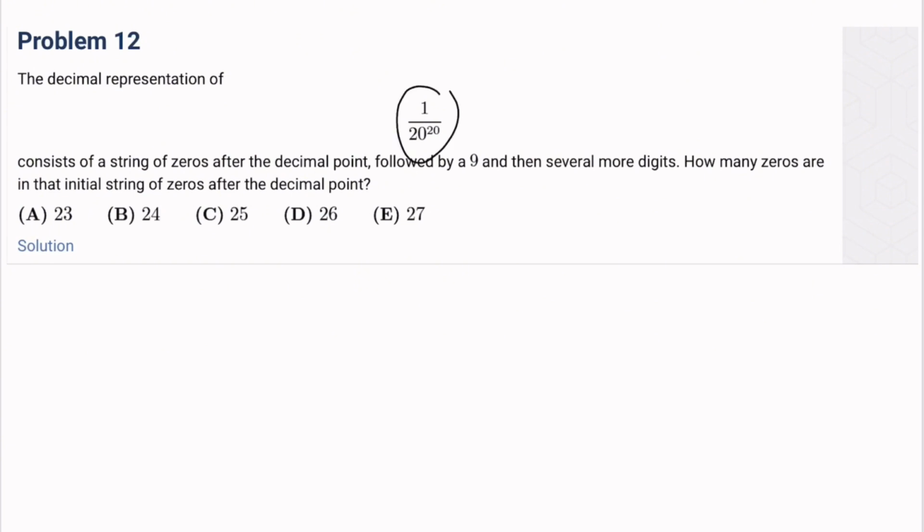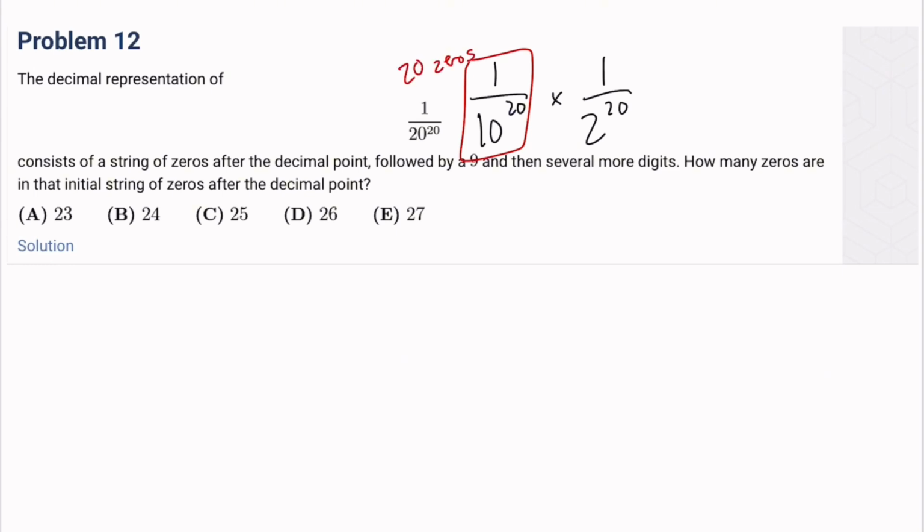Okay, so we can divide this into it being 1 over 10 to the 20th power times 1 over 2 to the 20th power, right? And so we know that this has 20 zeros. And now we only have to find out the number of zeros that this one has. And we all know that 2 to the 10th power is 1024. And from that, if we square 2 to the 10th power, like that, this will be 2 to the 20th power, right? This will be 1024 squared.